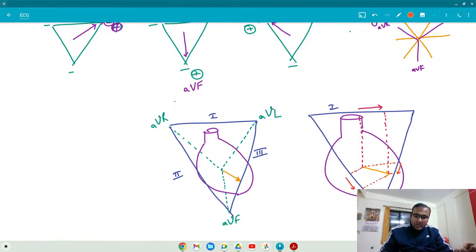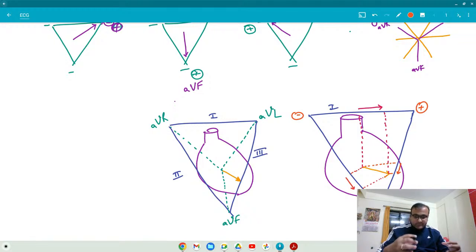That means if you look at lead 1, when we look at the vector, and also if you remember, this one was positive and this one was negative. This is what we learned in the last class.